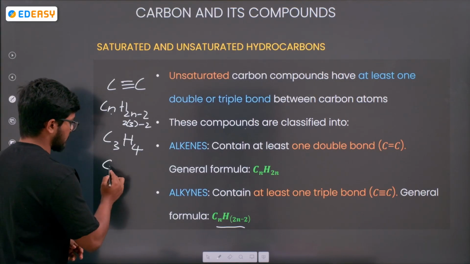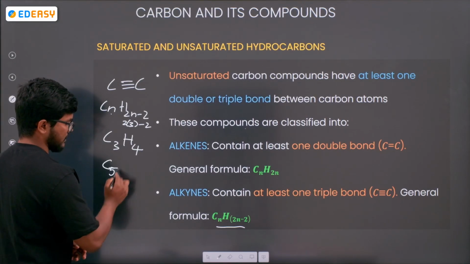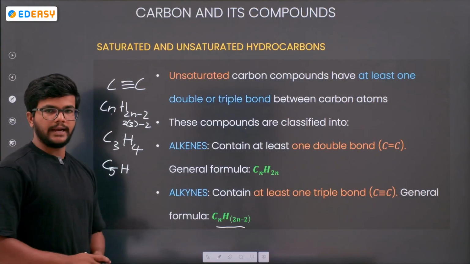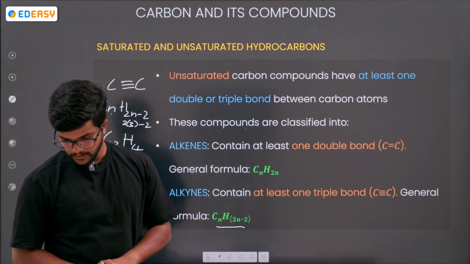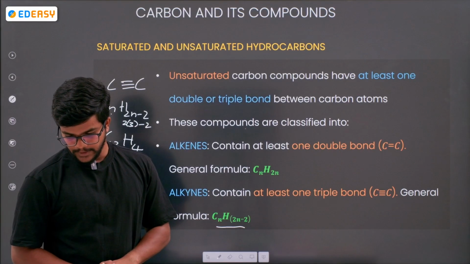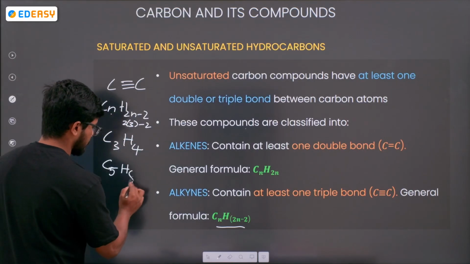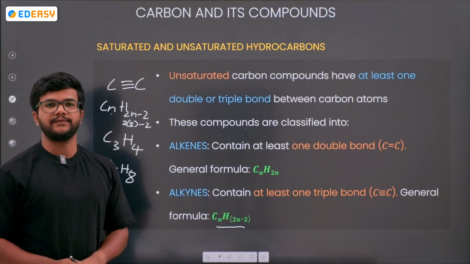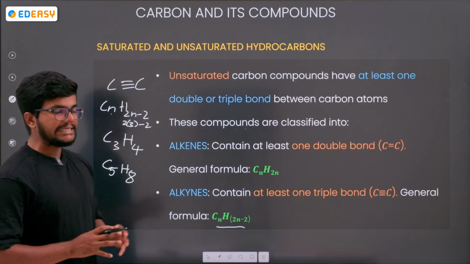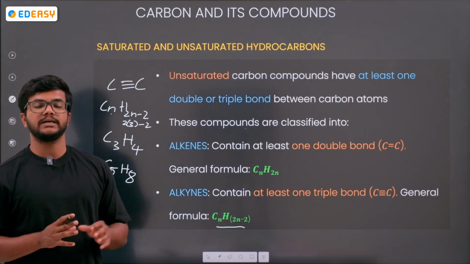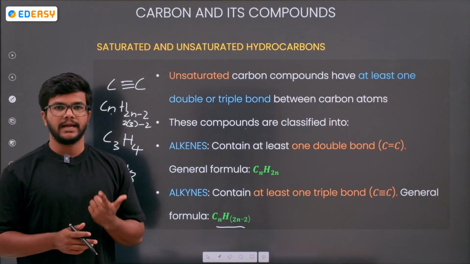Let me know in the comment section: if there are 5 carbons, how many hydrogens are required? 5 twos are 10, 10 minus 2, 8. Very good. C5H8. So this is the general representation of the saturated and unsaturated hydrocarbons.